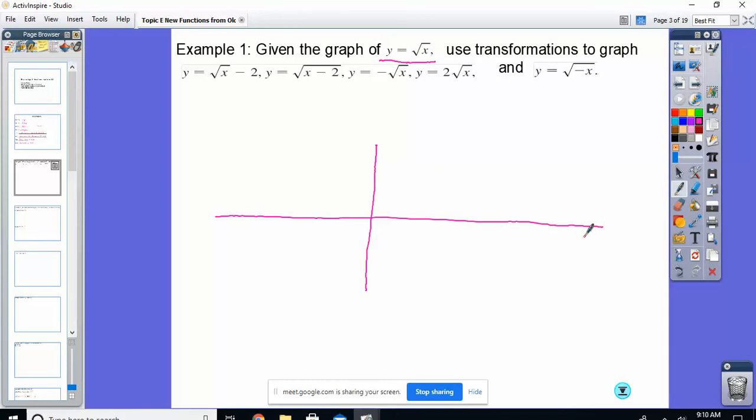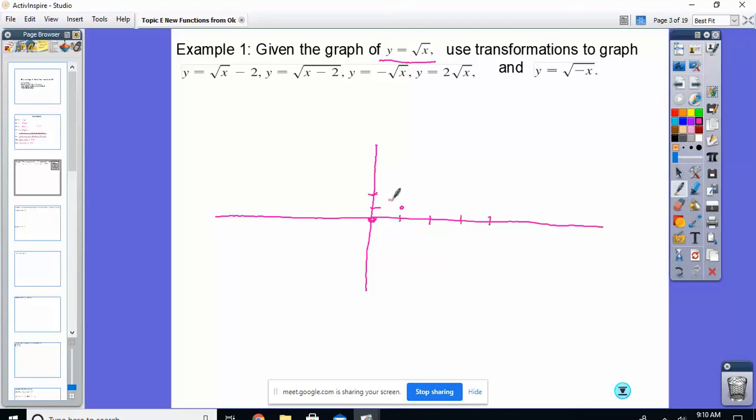When I had you graph these, what were my guidelines? How many points did I make you do? A minimum, if you were going to graph anything. 3 exact points. So we can't plug in negatives here. Square root of 0 is 0. Square root of 1 is 1. Next number you could do square root of would be a 4.